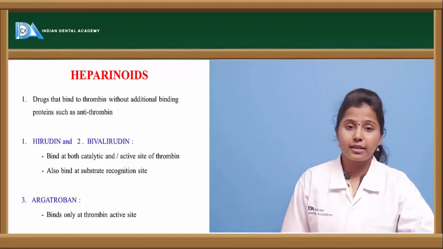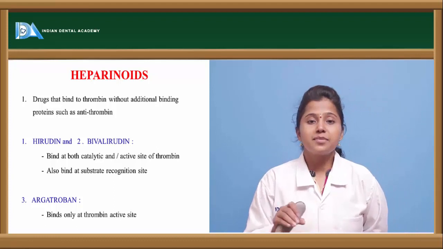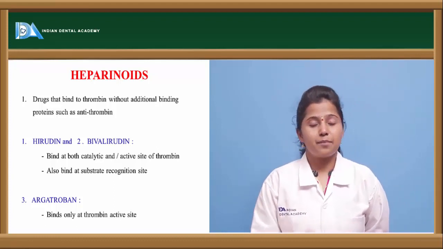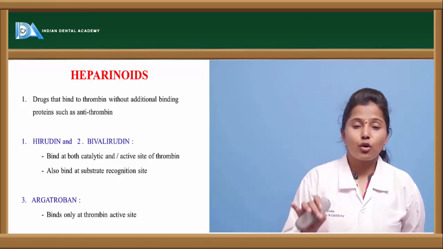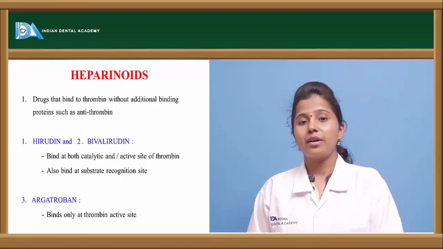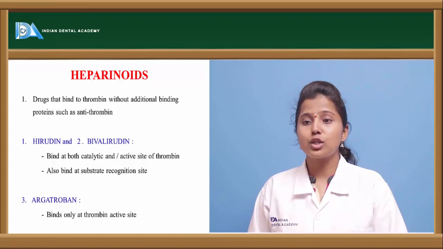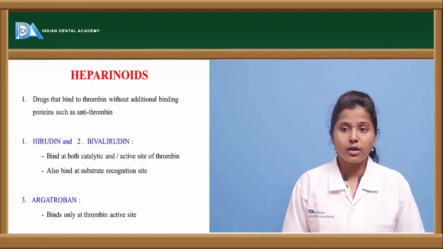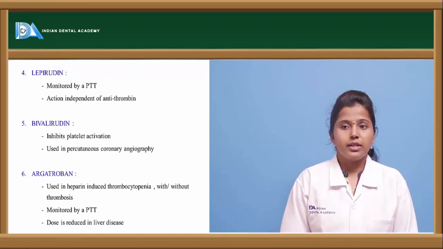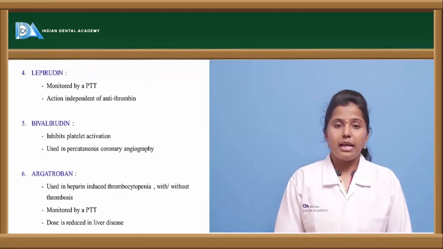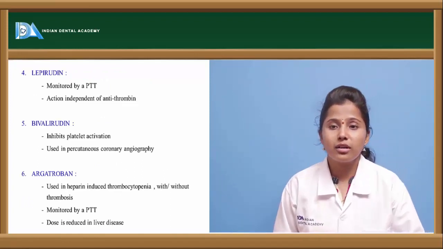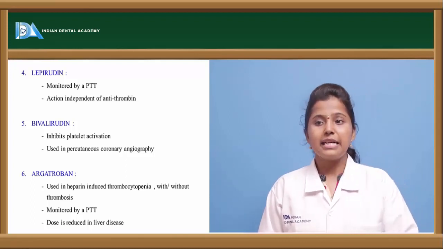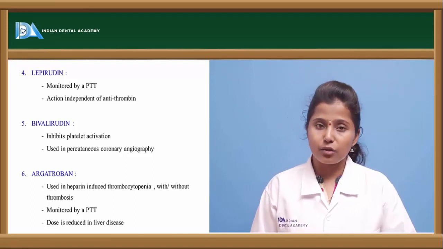only binds at the thrombin active site, because it binds only at the thrombin site. Thrombin is mainly used in the coagulation process in the intrinsic pathway. So when the thrombin active site is occupied by this drug, then definitely the coagulation process will not occur. The other drug is lepirudin. Lepirudin is a drug which is monitored by PTT, that is prothrombin time, and its action is independent of antithrombin.